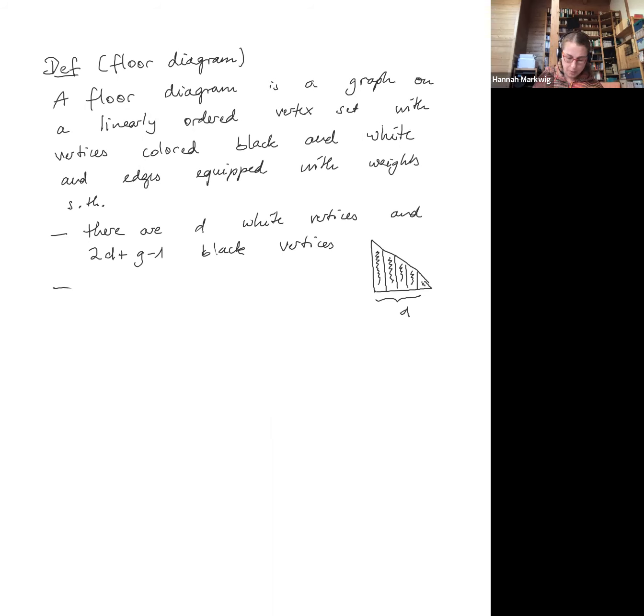Furthermore, we have d unbounded edges of weight 1, each pointing to the left.